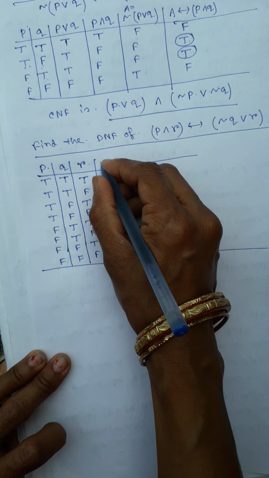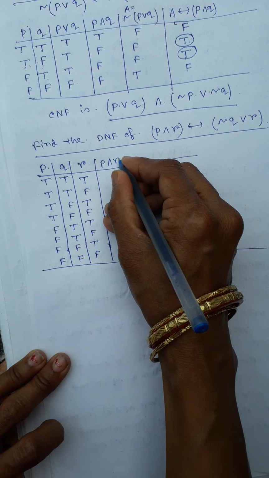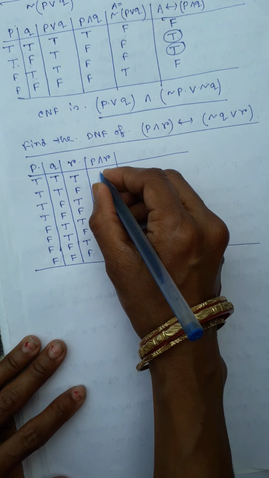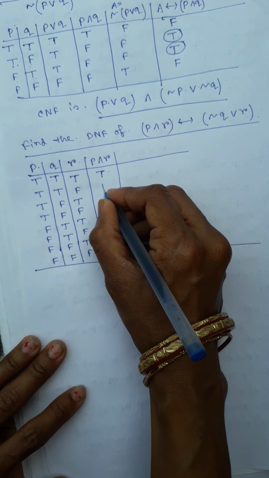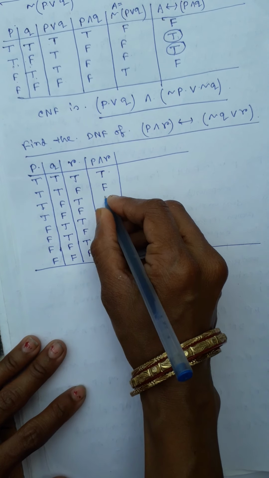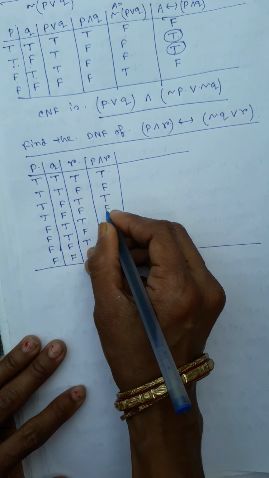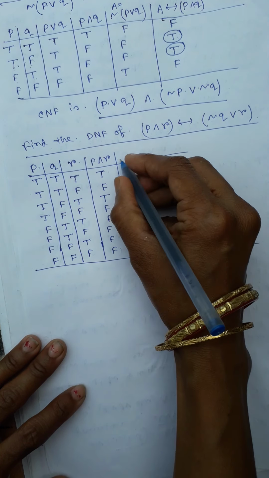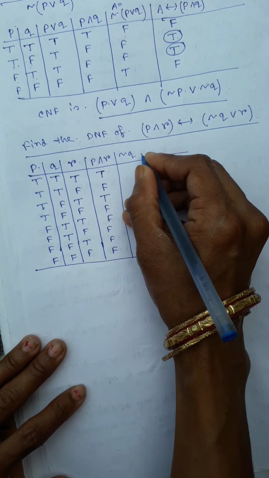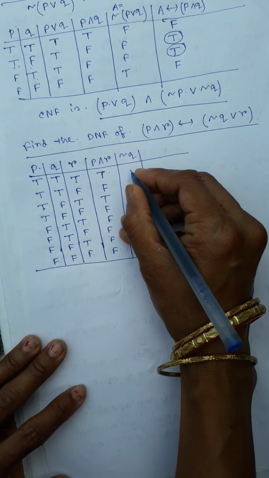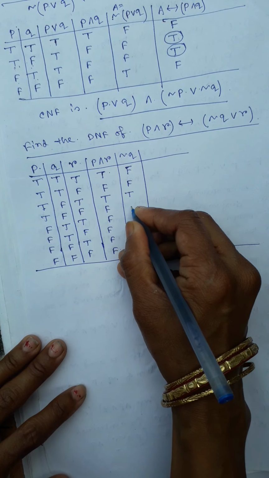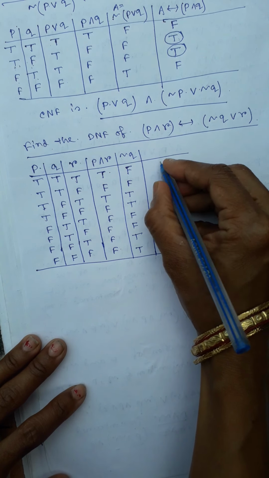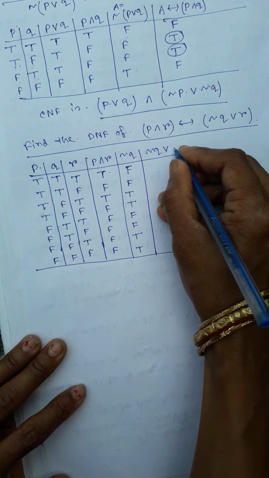Now we have to find out P conjunction R. P conjunction R, if both are true, then it is true, otherwise false. This one is also true, so it is true. This is false, then all are false here. Okay, then negation of Q. Negation of Q means this is false, false, true, true, false, false, true, true.